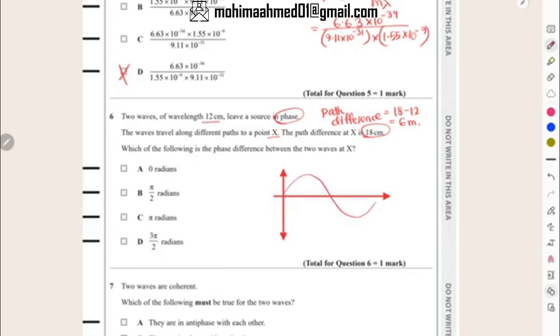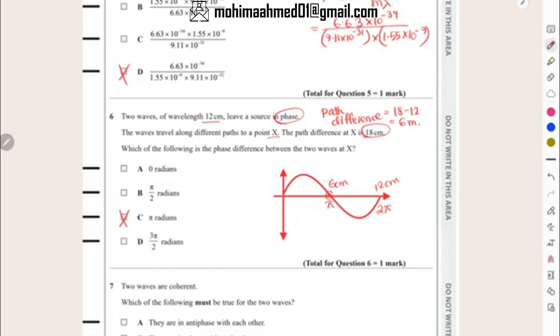So if I draw one complete wave, this is the overall diagram for one complete wave. If this is 12 centimeters, then this part over here is 6 centimeters. And for 12 centimeters the angle was 2 pi, and 6 centimeters is half of the 12 centimeters. So over here, the phase difference should be pi. In that case, option C is the correct answer.